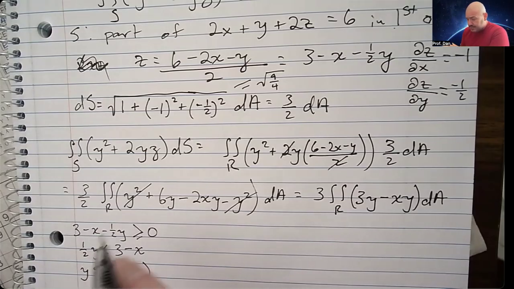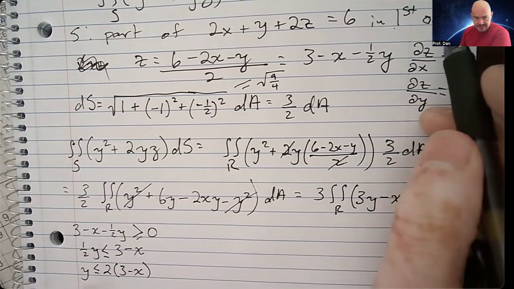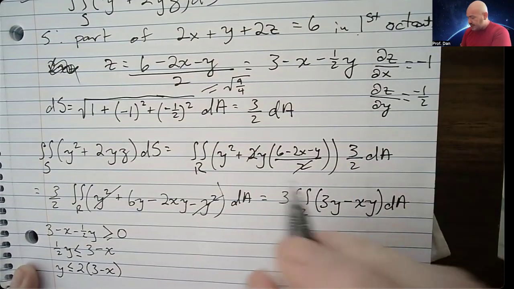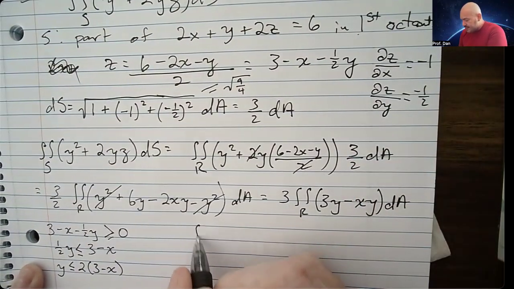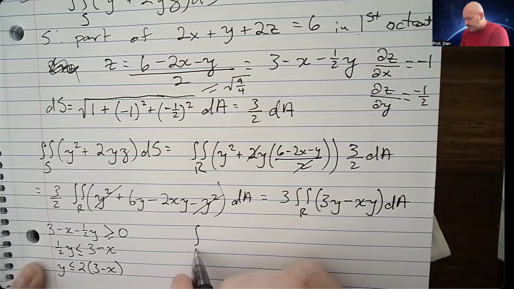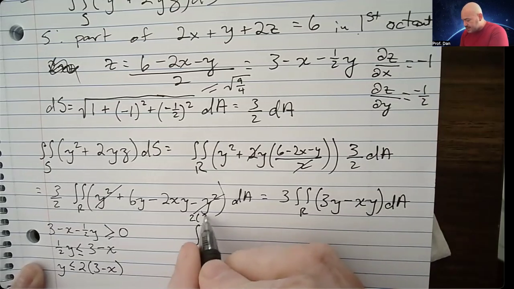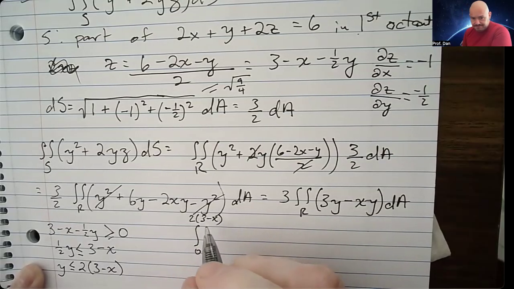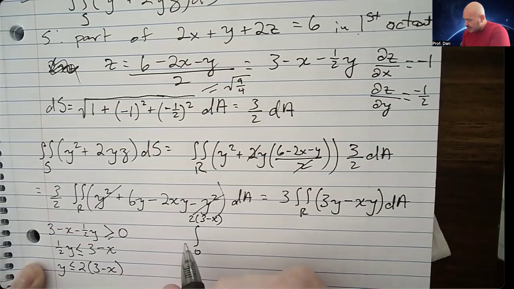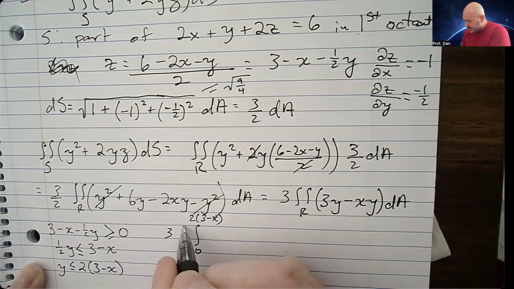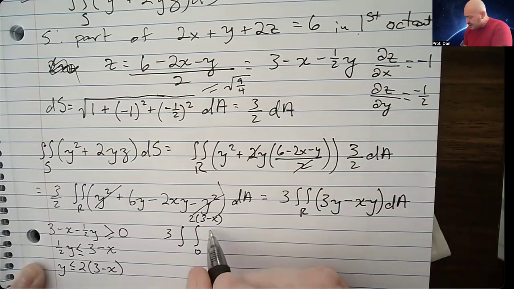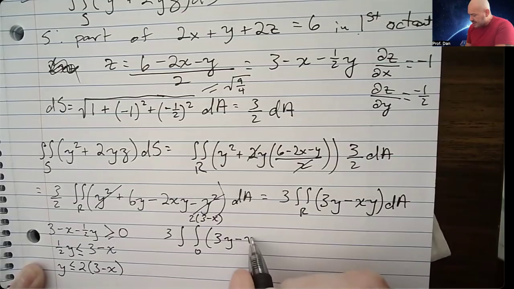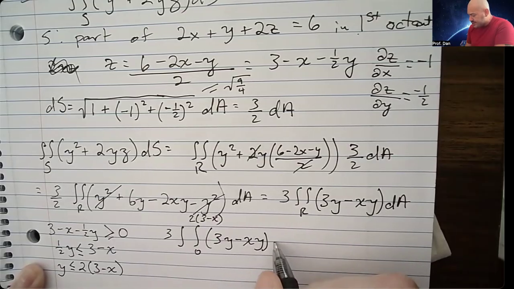Right, and I know that because I'm sticking to the first octant, the y coordinate also has to be greater than 0. Meaning that I can let my inner bounds be from 0 to 2 times 3 minus x. By choosing that, I've basically made it so that I have to integrate with respect to y first.